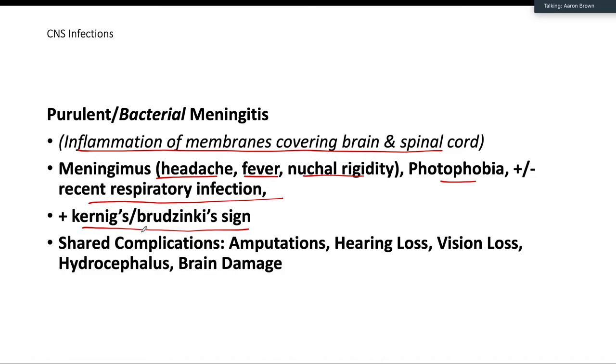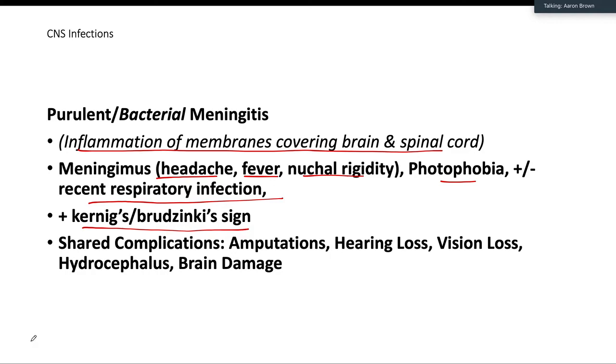Okay. Brudzinski's sign is where they're lying flat and then you try and bend their knees. And you see sort of the same thing, that they kind of clutch up and go into the fetal position. Okay. Koenig's and Brudzinski's signs of meningitis.